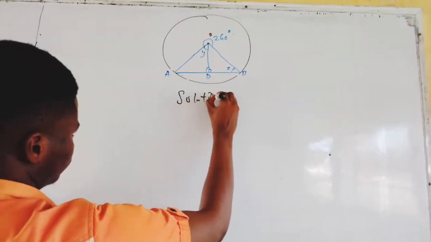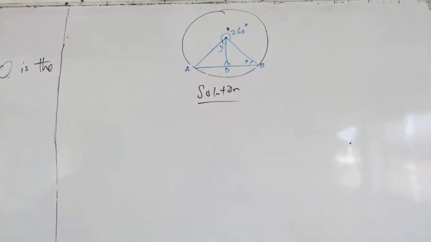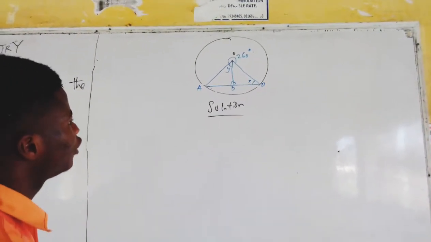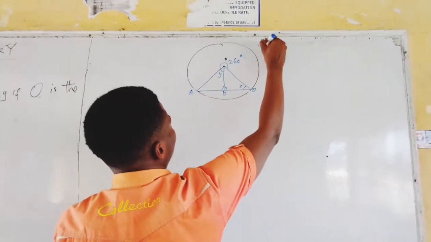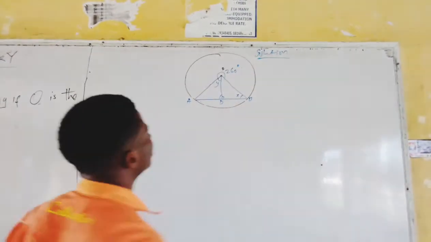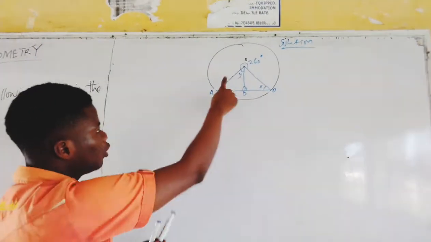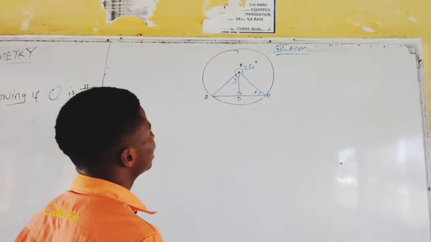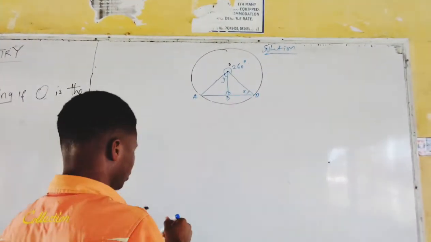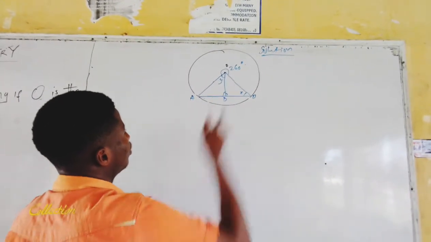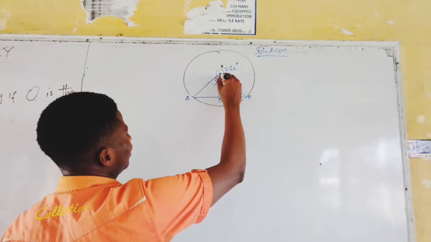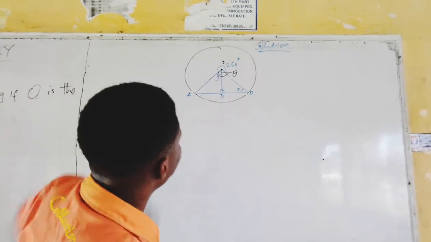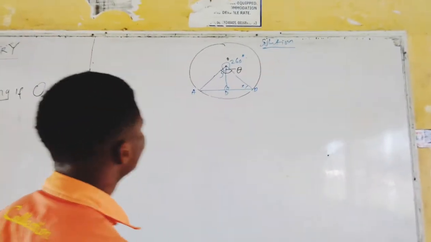Solution. Find angle y and also angle x. First of all, I want to let you know the solution starts from here. This angle from this point to this place is y. But the whole of this angle here, I want it to be theta. The whole of this angle from here to here is theta, so that only from this place to this place will be y.